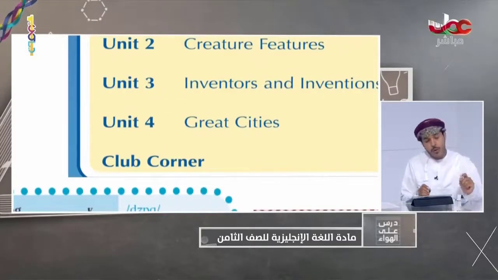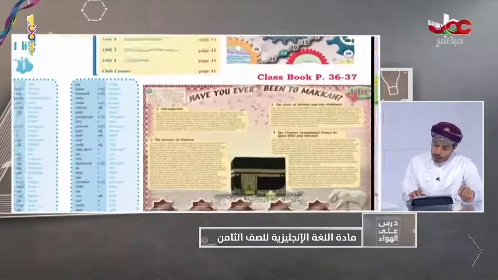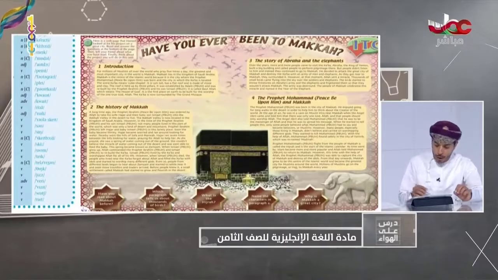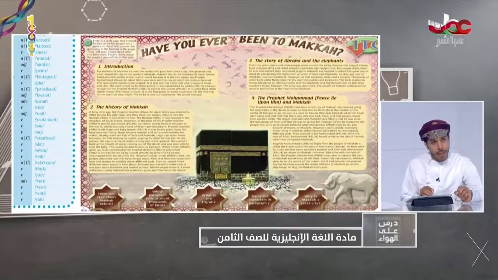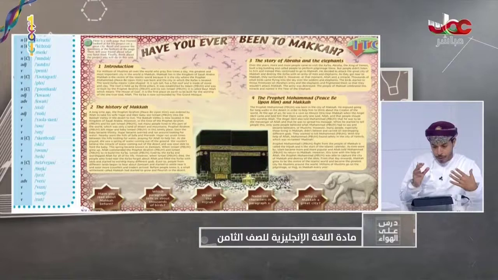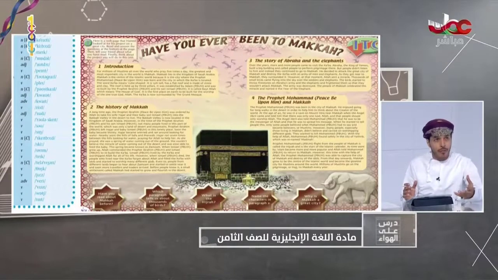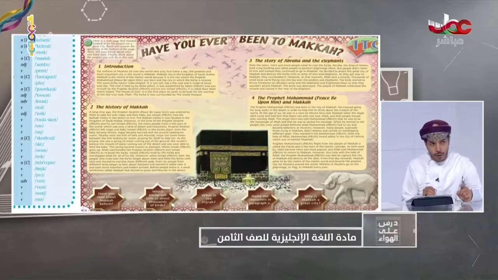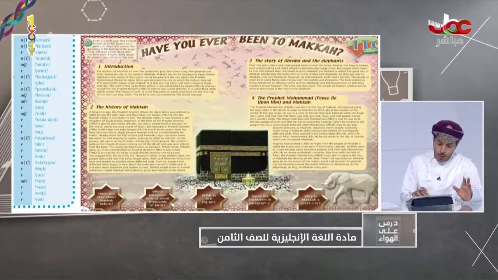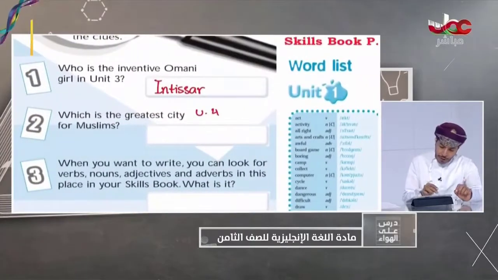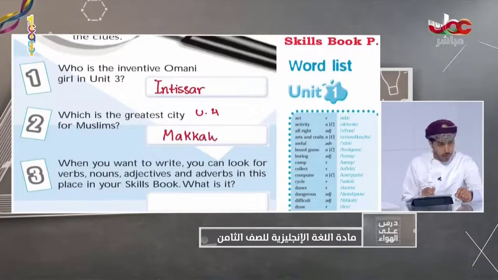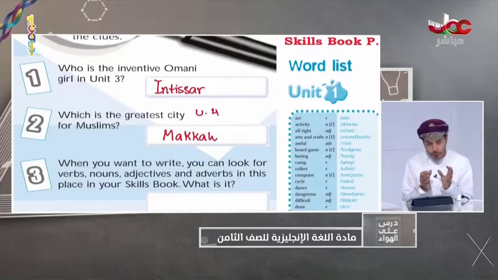And then when we go to unit number 4, we will find this interesting topic, which is, have you ever been to Mecca? And this text is talking about our greatest city, especially for Muslims. So Mecca is the answer here for this clue. Can you see the point? So when we go back to the second question, we can write here Mecca.